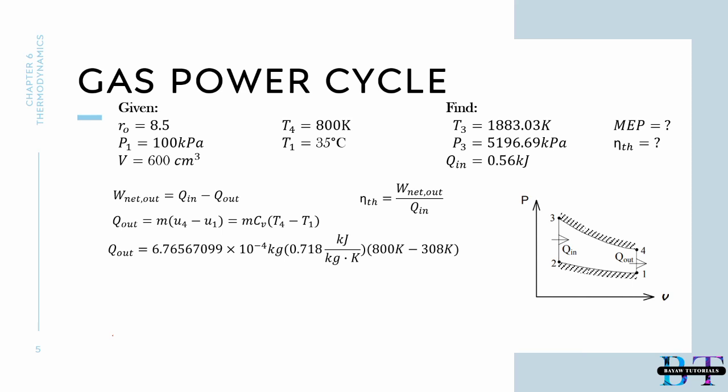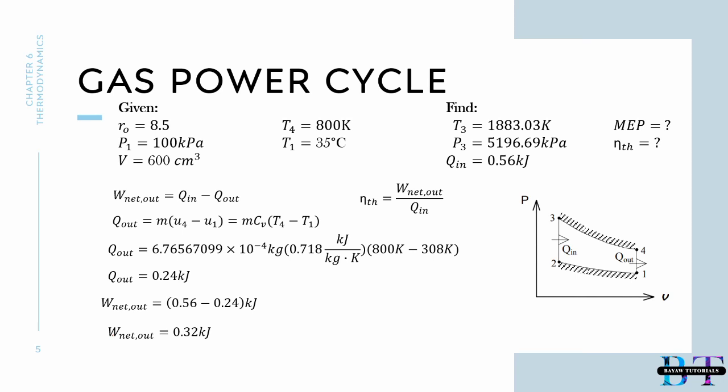Inputting our value that we have earlier of our mass at 6.76 times 10 raised to negative 4 kilogram, and 0.718 kilojoules per kilogram Kelvin, our constant volume for air, and the change in temperature in state 1 at 308 subtracted from T sub 4 at 800 Kelvin. Calculating that, we'll have 0.24 kilojoules. Now that we have our Q sub out, we can solve for our work sub out. And that will be 0.56 minus 0.24 kilojoules. And we'll have our value of 0.32 kilojoules.